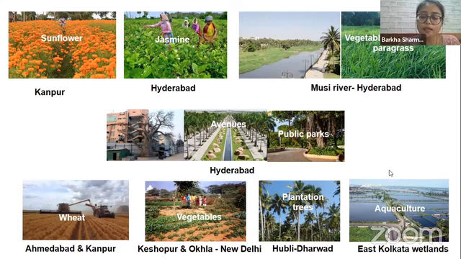Next target is avenues and public parks. In Hyderabad, the water coming out from secondary treatment plants is used to irrigate avenues and public parks. Wheat is irrigated in Ahmedabad and Kanpur area.